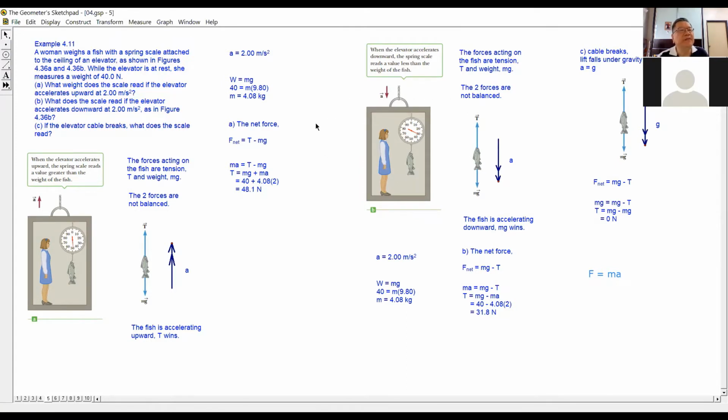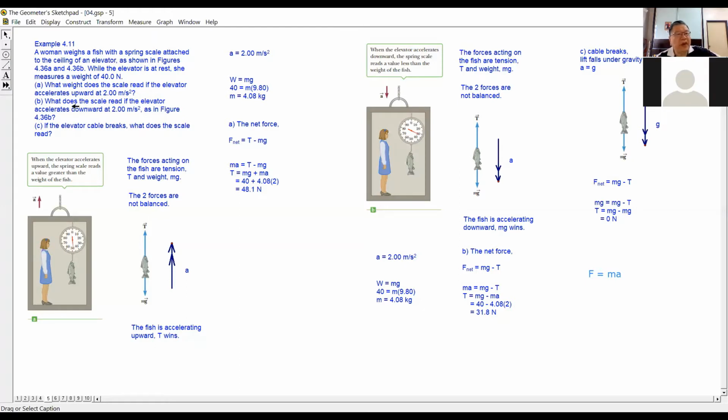You read this? The woman weighs a fish with spring scales attached to the ceiling of an elevator, as shown in figures 4.36a and 4.36b. While the elevator is at rest, she measures a weight of 40 Newton. What weight does the scale read if the elevator accelerates upwards at 2 meters per second square? What does the scale read if the elevator accelerates downward at 2 meters per second square, as in figure 4.36b? If the elevator cable breaks, what does the scale read?